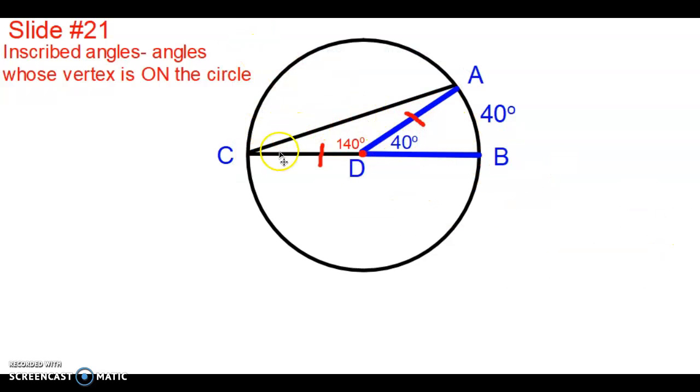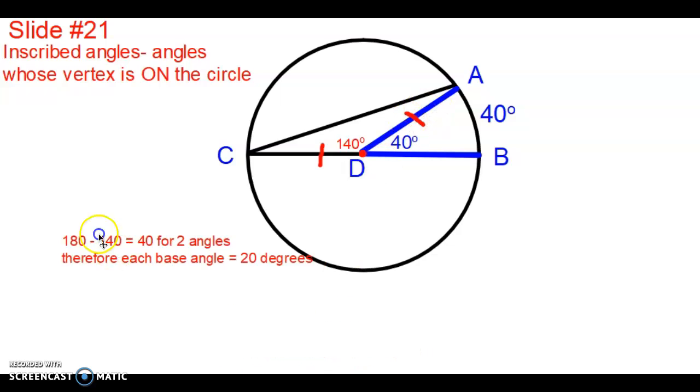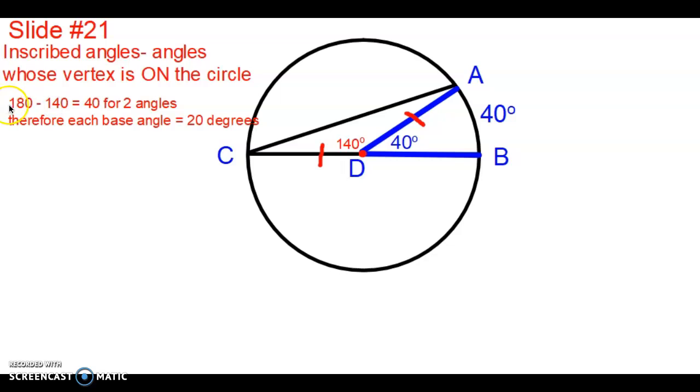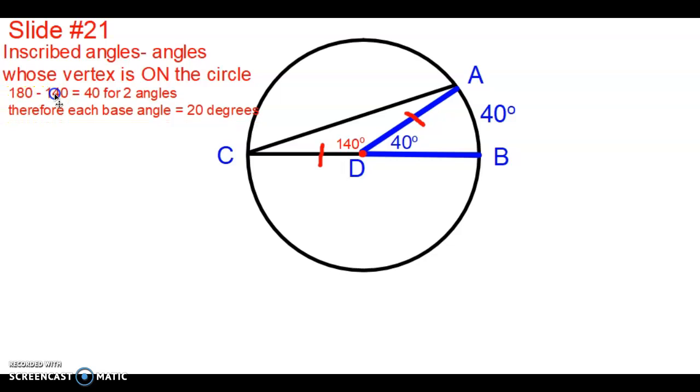Therefore, these base angles right here have to be equal. So we know triangles add up to 180, and if I subtract the 140, that's going to leave us with this angle and that angle, and that equals 40 degrees. 180 minus 140 is 40 degrees between the two purple angles. Therefore, each base angle is 20 degrees.